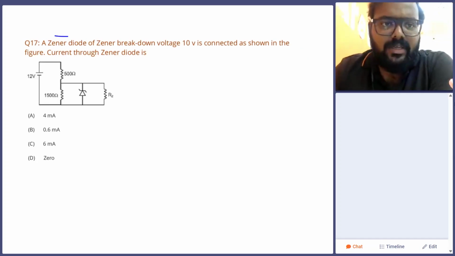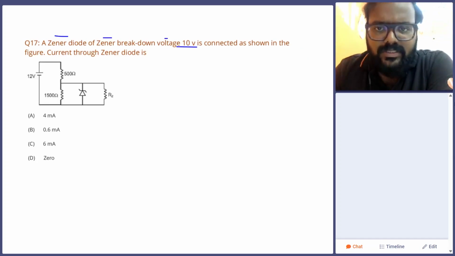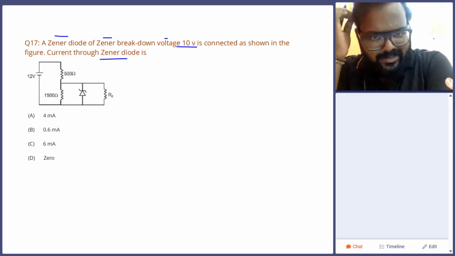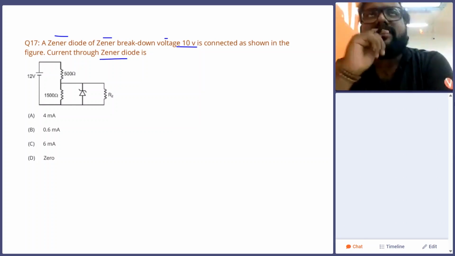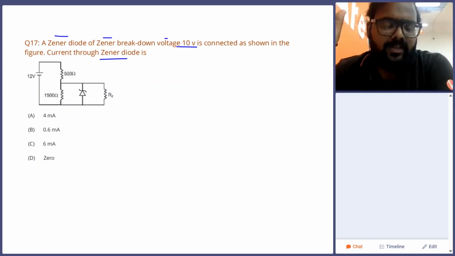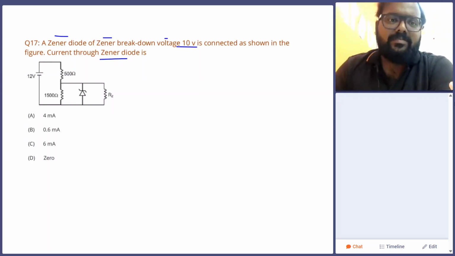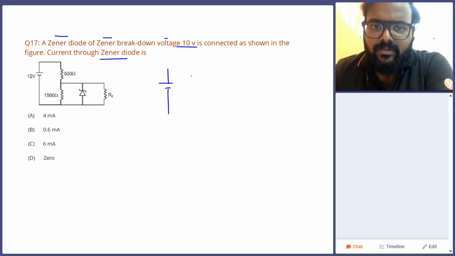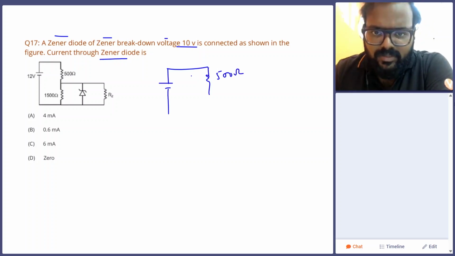Let's go to the next question. A Zener diode of Zener breakdown voltage 10 volts is connected as shown in the figure. Find the current through the Zener diode. Whenever there is a Zener diode question, the first thing you should ask is, will the Zener diode break down or not? Now, in this, let's say it is breaking down. If it is breaking down, what is the situation? So this is 500 ohms and this is 1500 ohms.